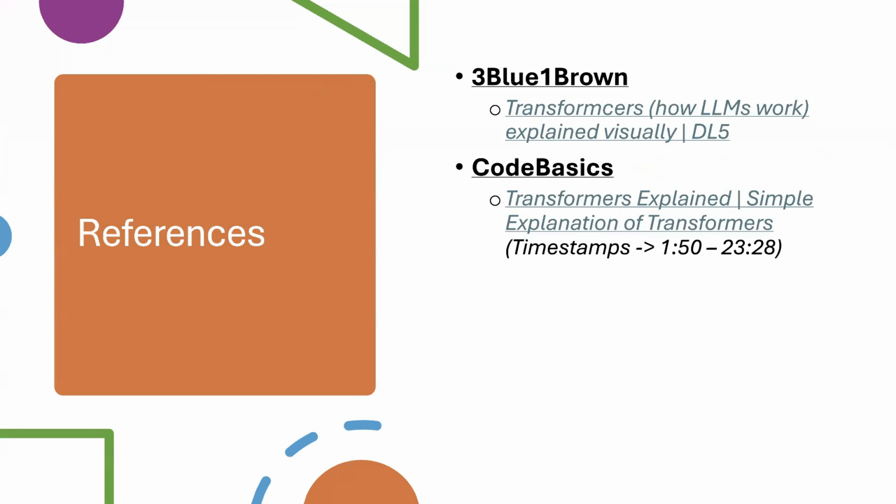And finally, these are the videos we saw during the lecture. As always, we had 3Blue1Brown's video on transformers. We also have Code Basics video, which goes over the same type of information that 3Blue1Brown did. Notice how we have a time step between 150 to 2328, since Code Basics video is not only longer, but also goes into detail with attention blocks, which again will be discussed next week.